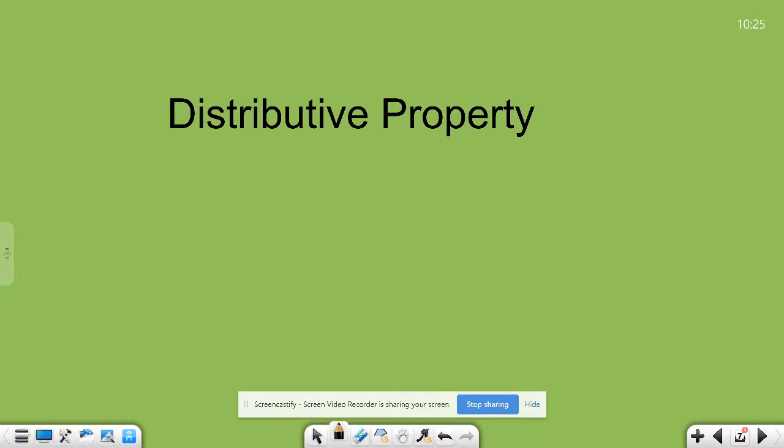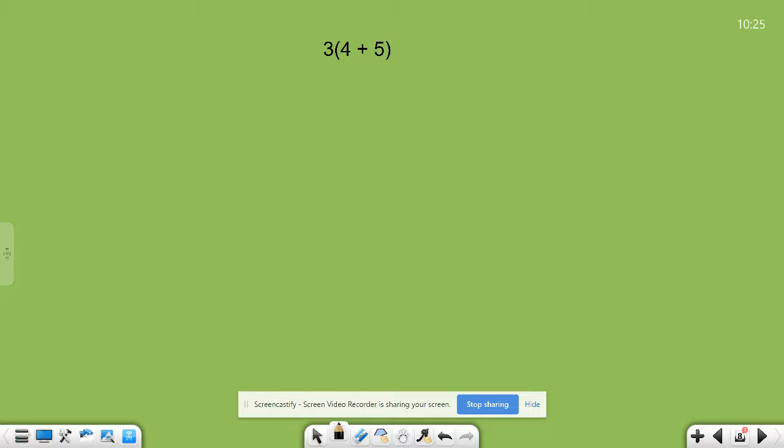Hey guys, I'm here to talk to you about the distributive property. We've just discussed it in class and added notes to our journals. Let's go ahead and look at some practice together.